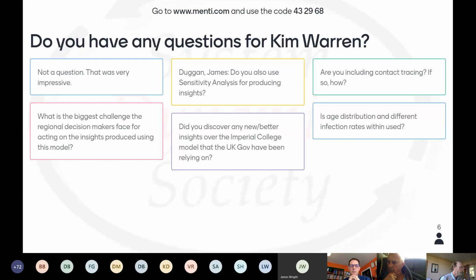Well, the biggest challenge for regional decision makers face for acting on the insight research. Well, the insights and challenges are hugely different depending on where you are.